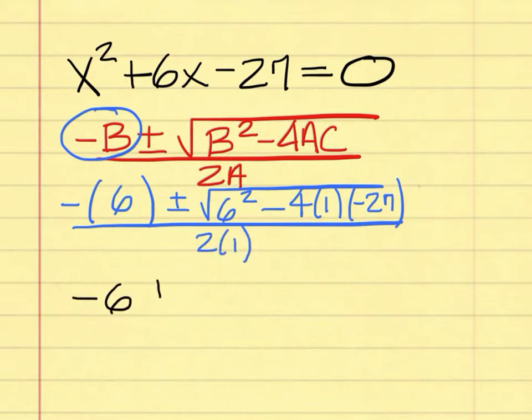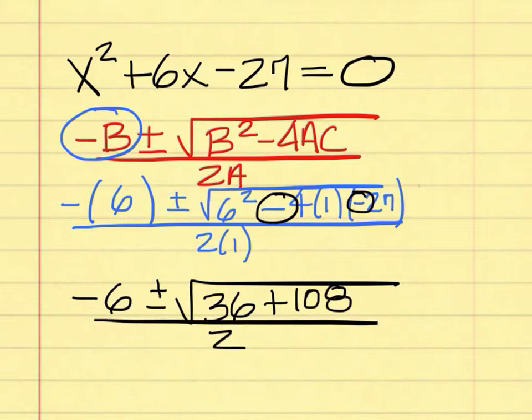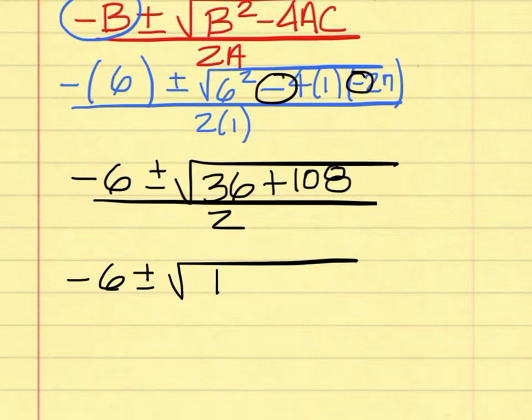So you have a negative 6 plus or minus. Simplify under the square root sign to get 36. And notice that you have minus, and you have a negative 27. That changes to plus. So 4 times 1 times 27 is going to be 108 over 2. Under the square root sign, 36 plus 108 is 144.